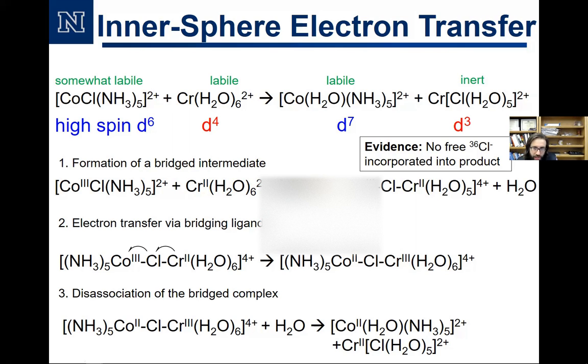You can do the opposite. You can isotopically label your starting material, okay? And then show that all of the product includes the chlorine that's isotopically labeled. Either way will work, but this is evidence that you're not getting chloride from somewhere else, and the chloride's not exchanging with solution. So that means it must be a bridge. There's no other mechanism that's consistent with that experimental observation.